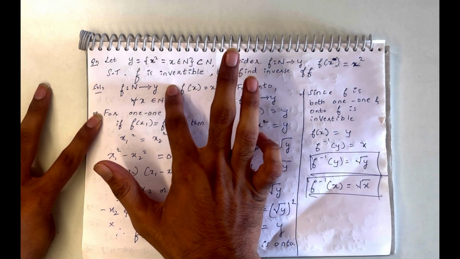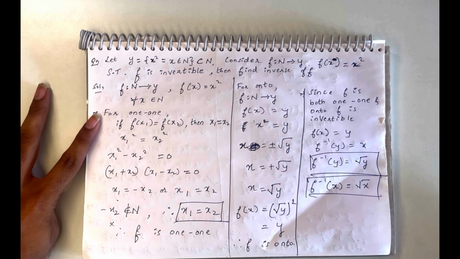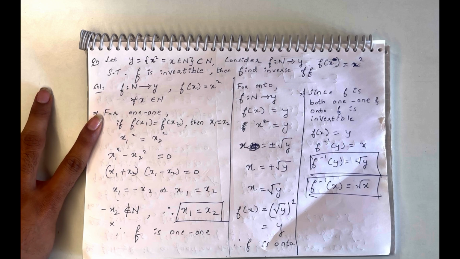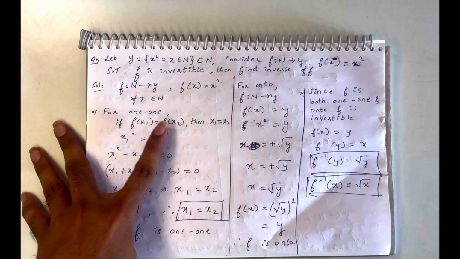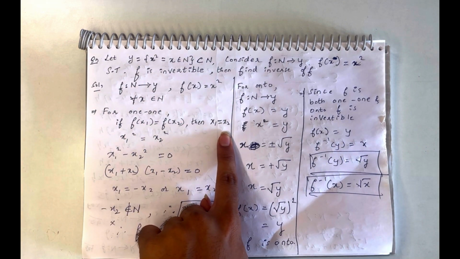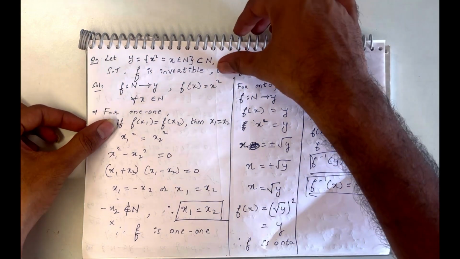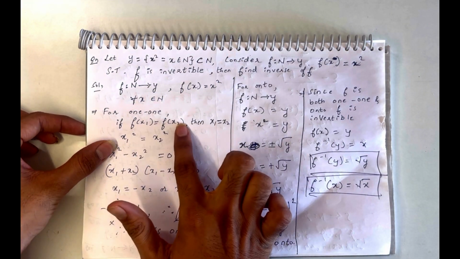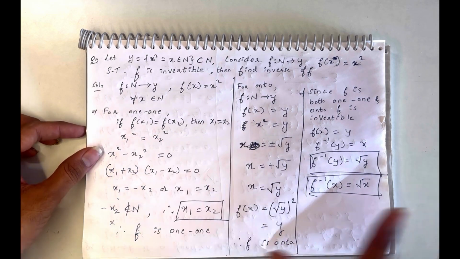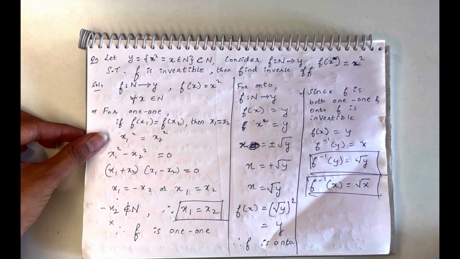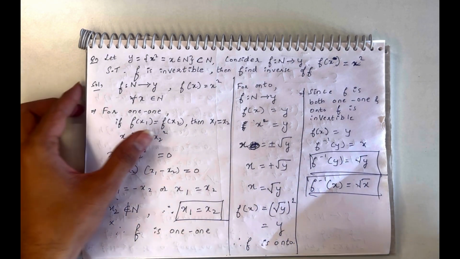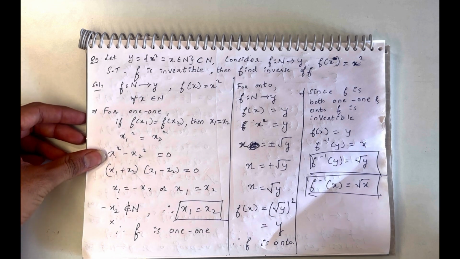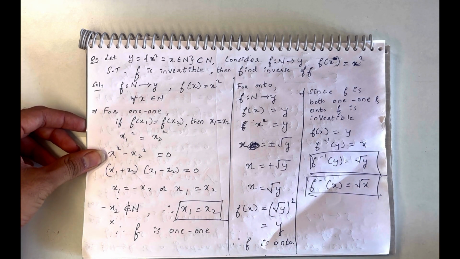For function f to be invertible, f should be both one-one and onto. For a function to be one-one, the condition is if f(x1) is equal to f(x2), then x1 should be equal to x2. We know that f(x) is x square, so f(x1) will be x1 square and f(x2) will be x2 square. So x1 square is equal to x2 square. Equating it, and then shifting x2 square to this side, it will be x1 square minus x2 square is equal to 0.